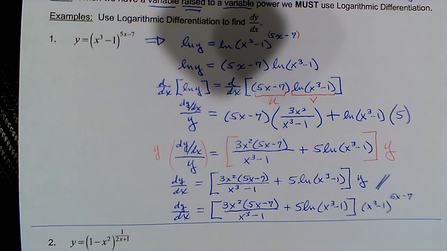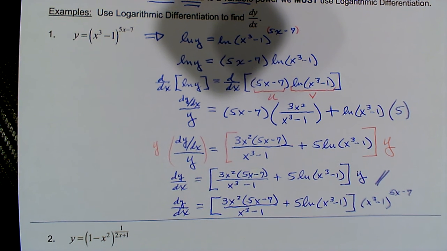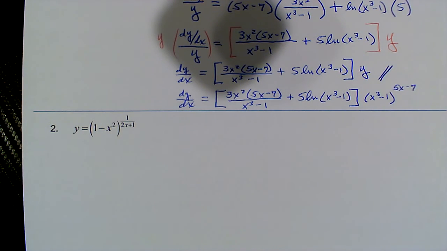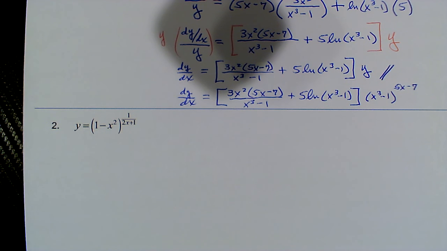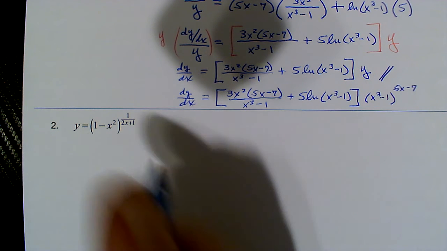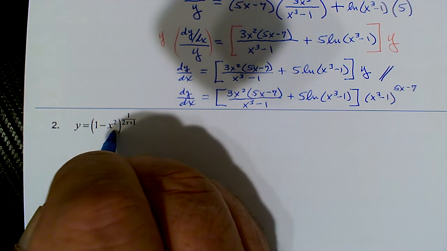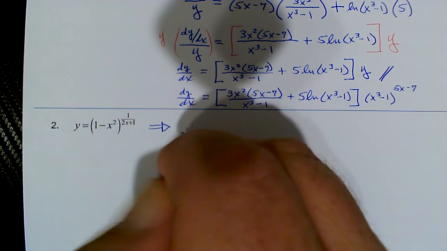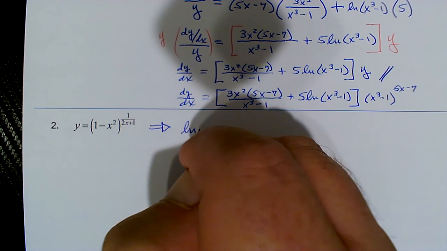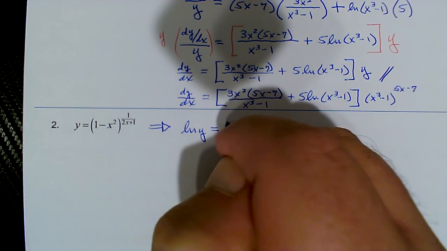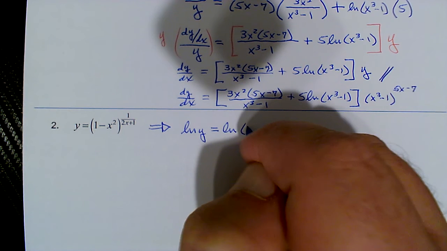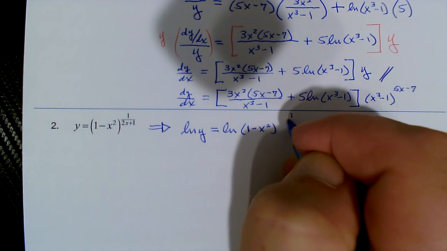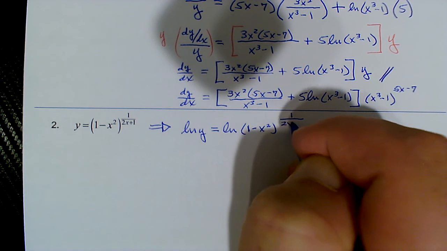Okay, so then one other example. And these are two different situations basically that you can encounter. We're going to start the same way, noticing that we have a variable quantity and a variable power. So we'll just introduce the natural log of y, natural log of this quantity, 1 minus x squared raised to the 1 over the 2x plus 1 power.